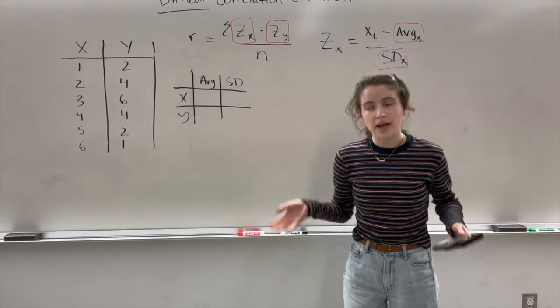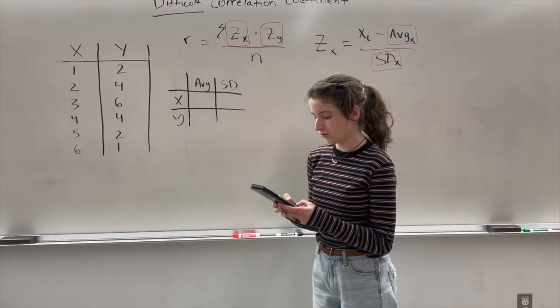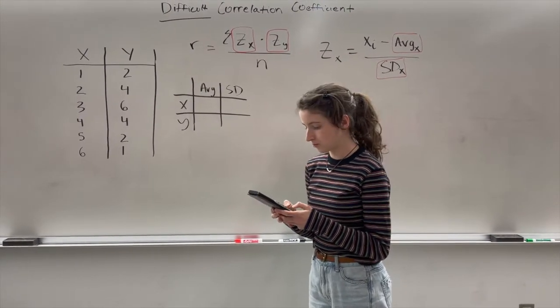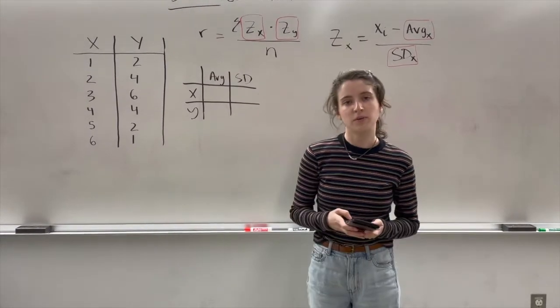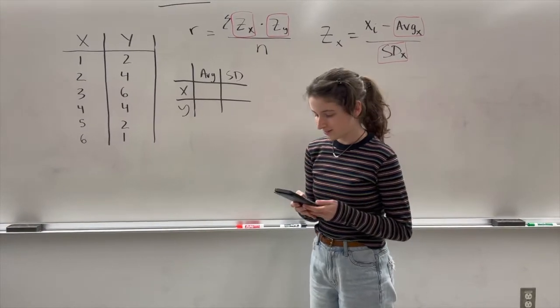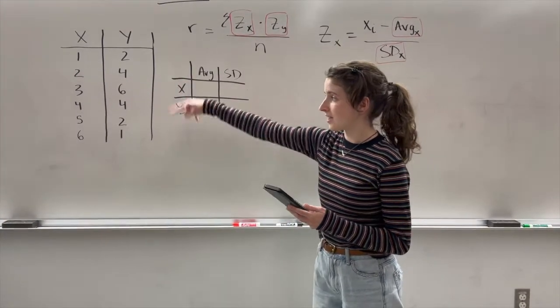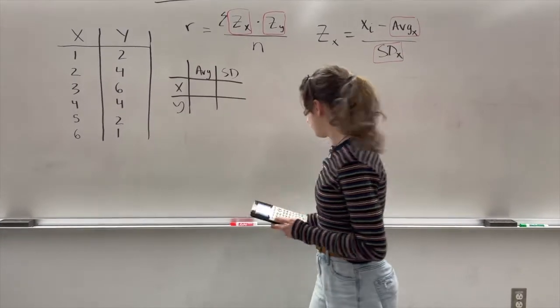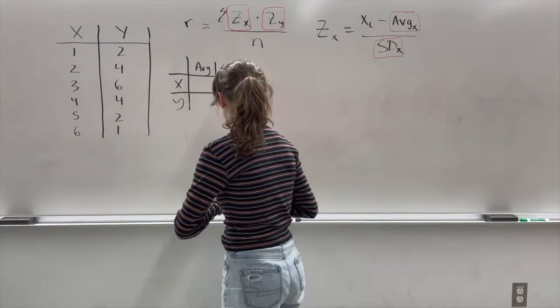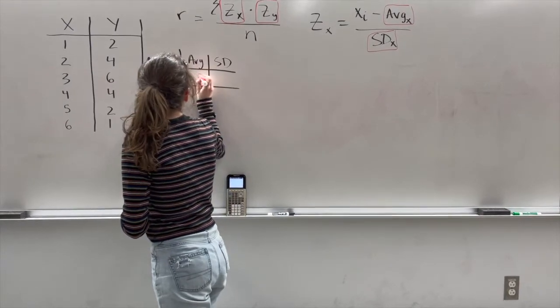You guys know how to take the average, but I'll do it with you. We do 1 plus 2 plus 3 plus 4 plus 5 plus 6. I picked these numbers on purpose because I don't want to deal with annoying ones. And then you divide by n, which is 6. The average for x is 3.5.